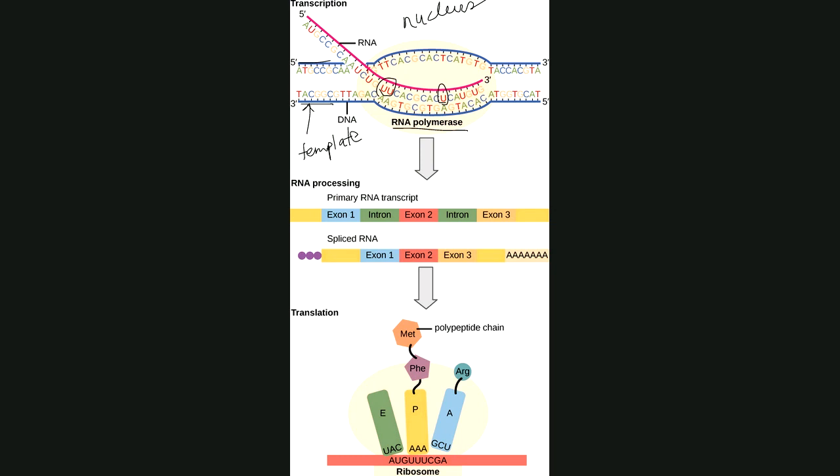And then you see the processing of the mRNA. The primary mRNA transcript has both exons and introns. Those introns have to be spliced out. A cap is added. A poly-A tail is added. Then that mature mRNA can exit the nucleus, where the small and large ribosomal subunits will come together along with the mRNA transcript, and the tRNAs will bring in the correct amino acids for this growing polypeptide chain.